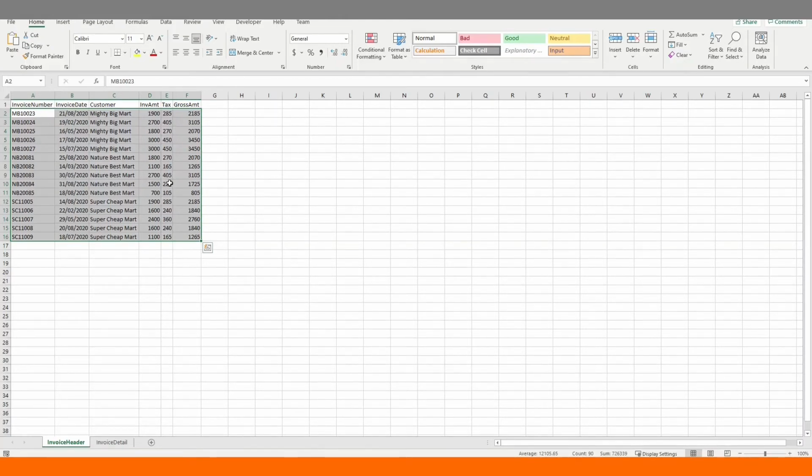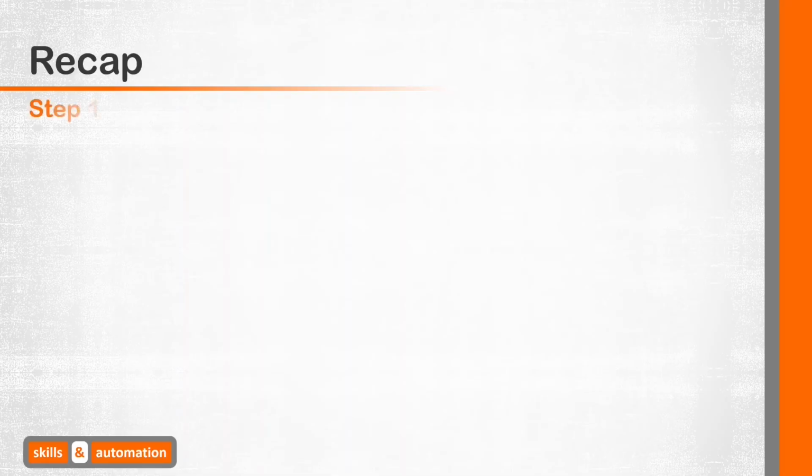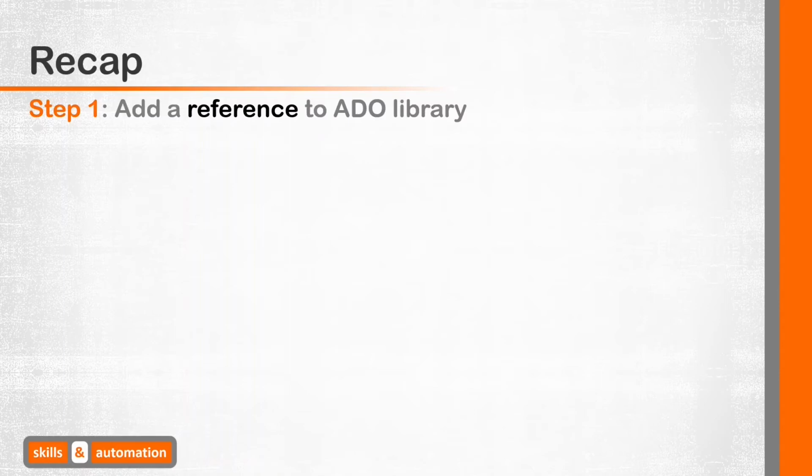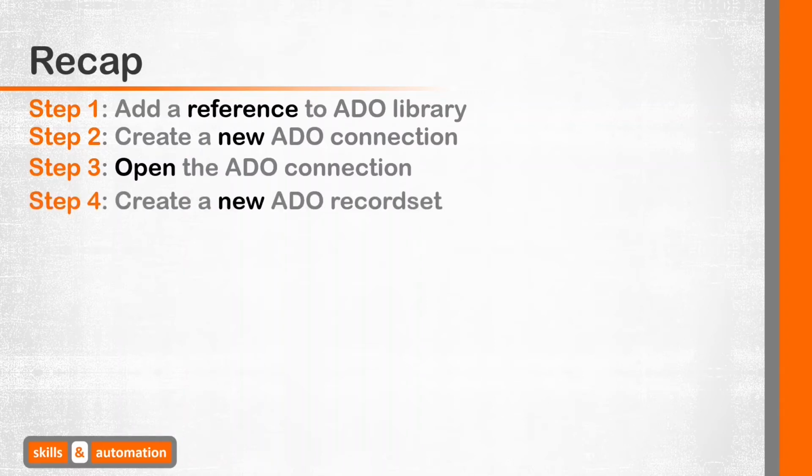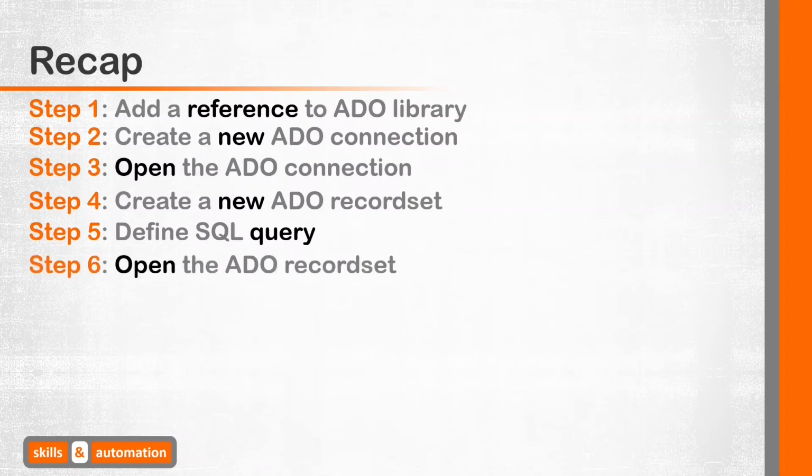So before we continue, let's recap what we just did. The very first thing we do is add a reference to the ADO library. Using that, we create a new connection. And then we open that connection using a connection string for Excel. Similarly, we create a new record set which is going to hold the results of the query. Now we define the query. You could actually do this at any step prior. Then we go ahead and open the record set using the query and the connection.